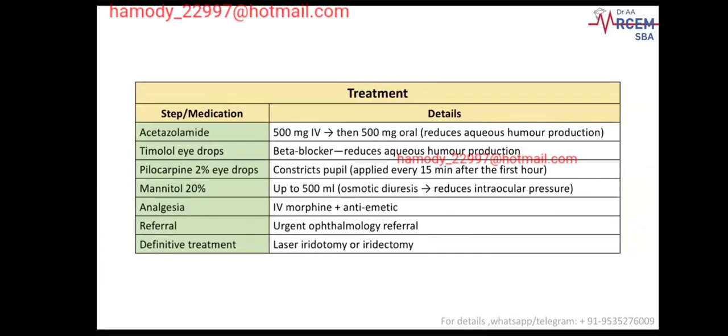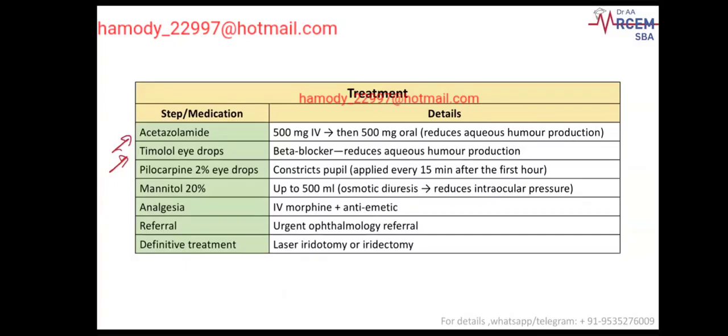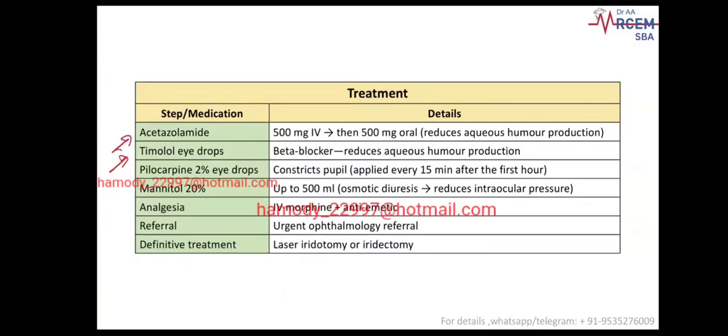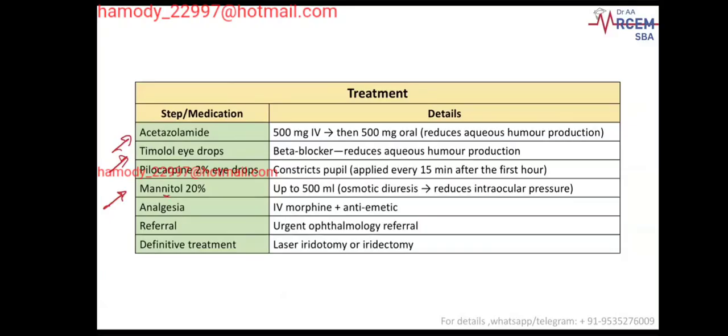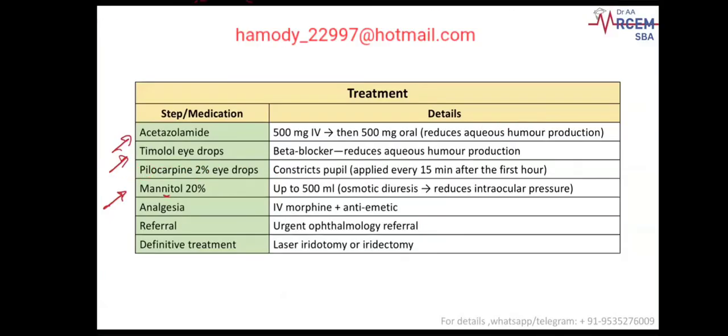Reduce the aqueous humor production. That can be done by using acetazolamide or timolol, which is a beta blocker. Okay. Reduce the intraocular pressure. You can do it by giving an osmotic diuretic like mannitol. Okay. Along with it, you want to constrict the pupil.